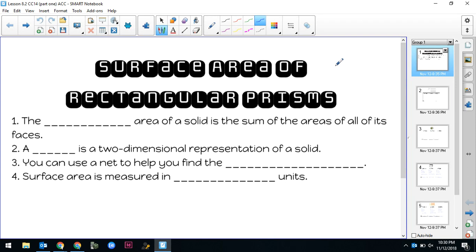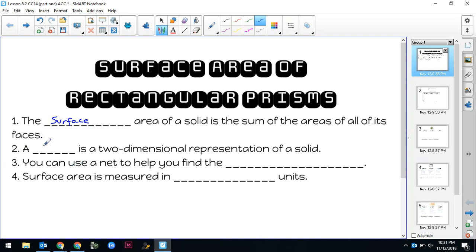We'll still have to figure out the area of all six sides. And then when we do that, we call that the surface area. So for number one, we'll fill in the blank here. The surface area of a solid is the sum of the areas of all of its faces. And so what that means is we're going to find the area of all six rectangles, and the sum, of course, meaning we're going to add them together.